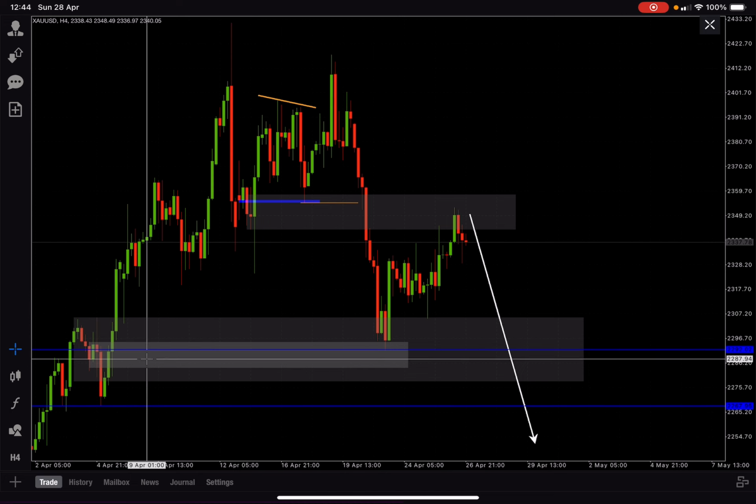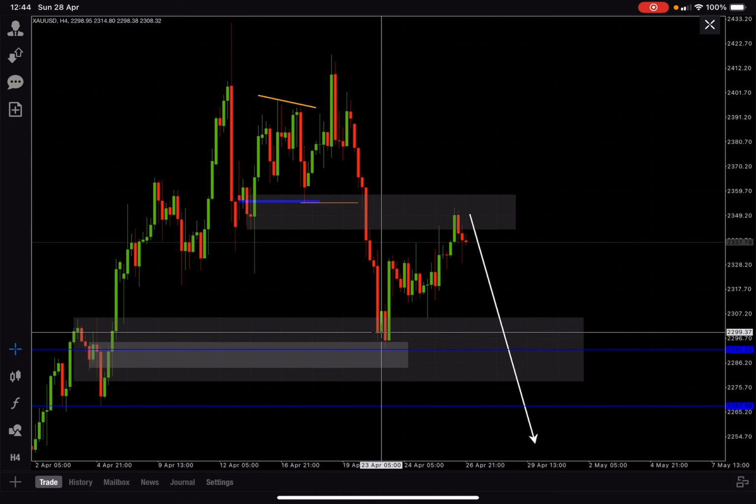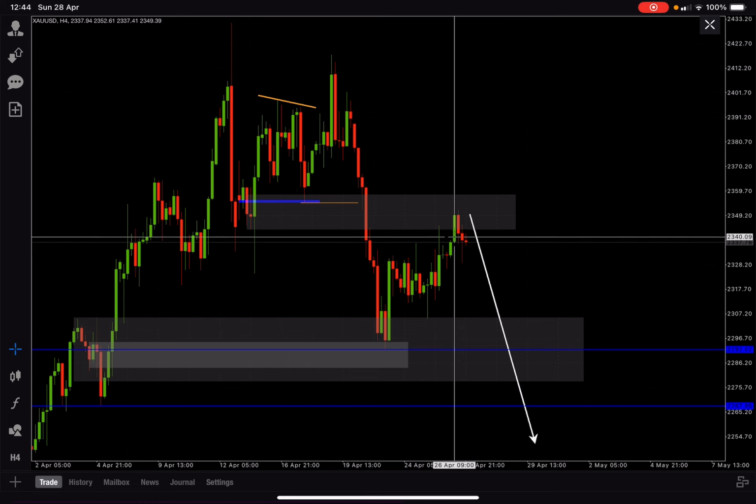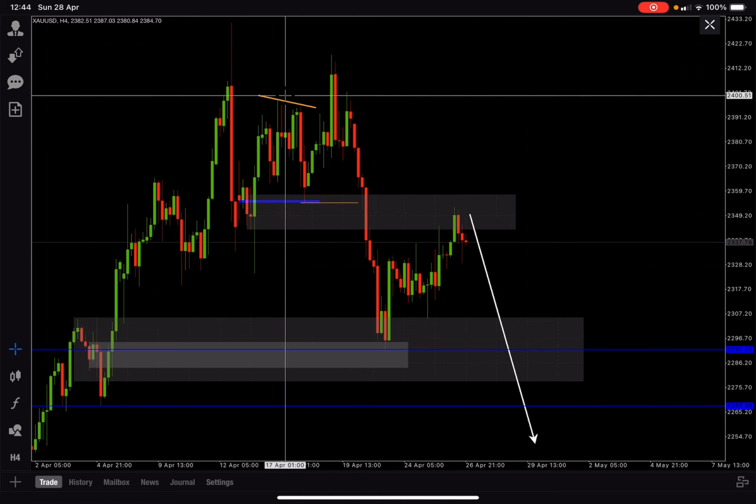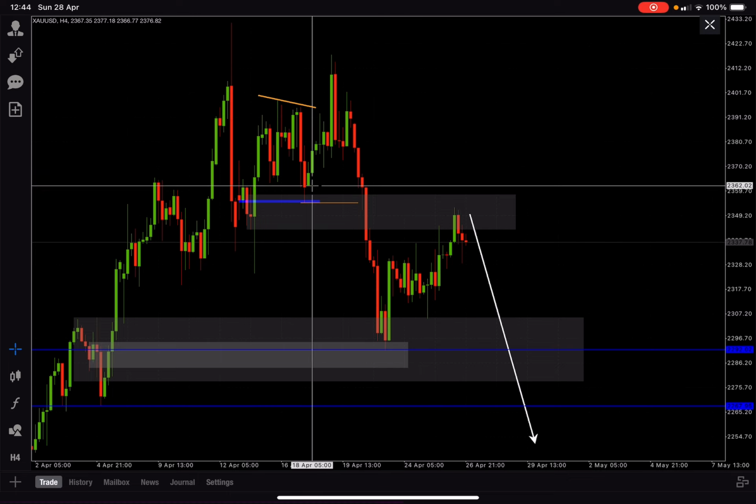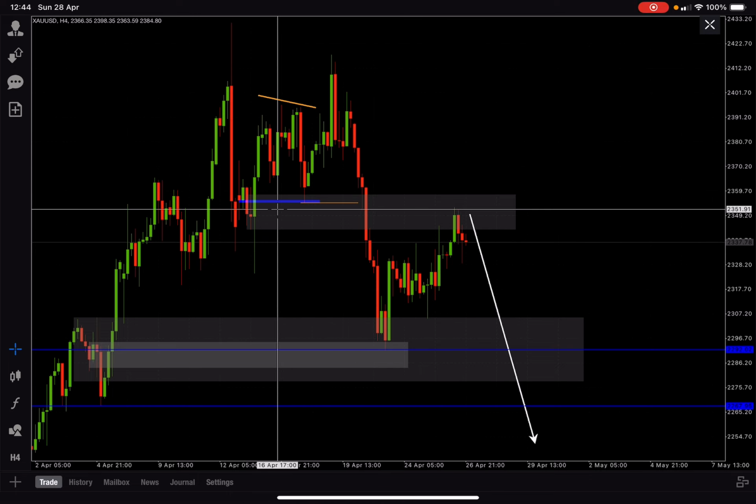Comes down to a manipulation area, which is an ideal area to start a retracement. Price comes up. They've already got sell orders from up here, so they don't need to go all the way back up. They just take it from the next manipulation area.